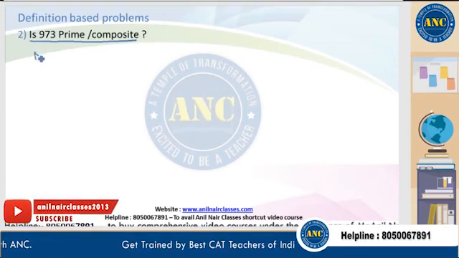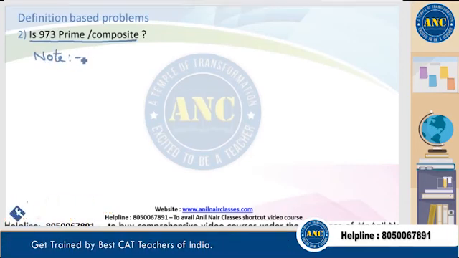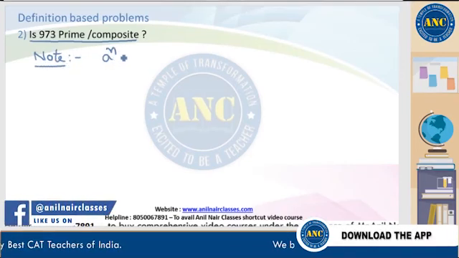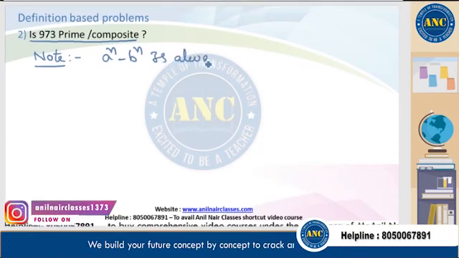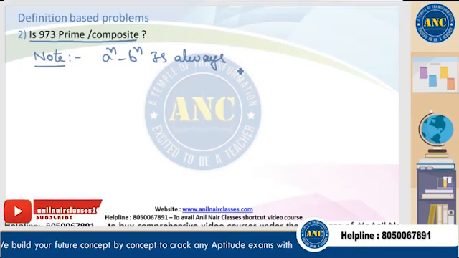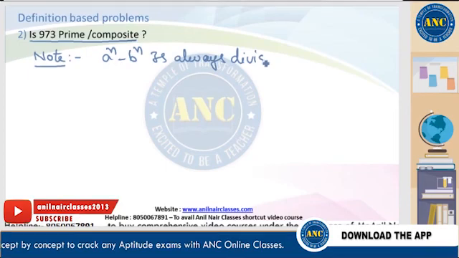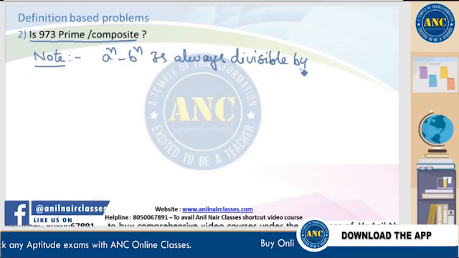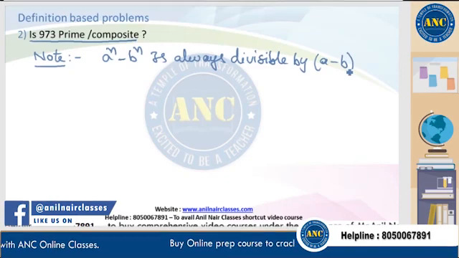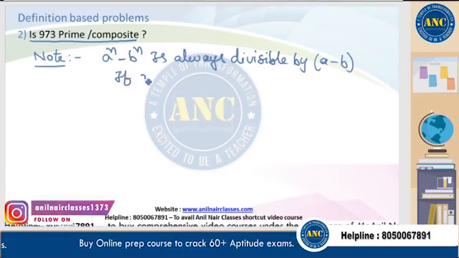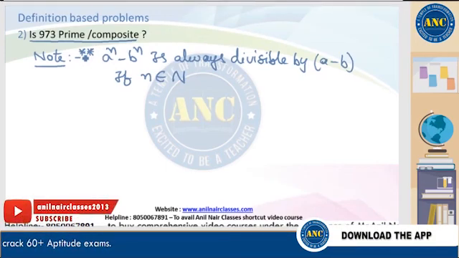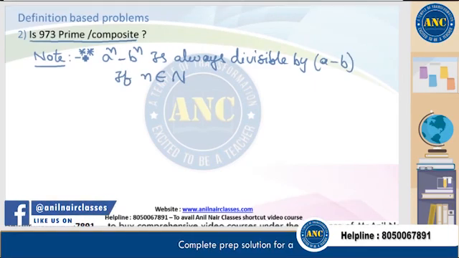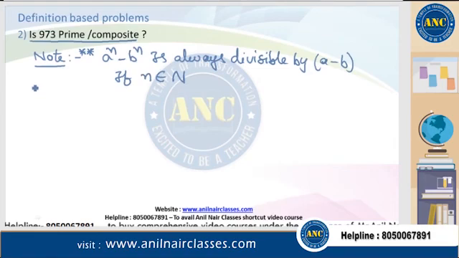Now before solving this question, please write down two important key points. A power n minus b power n is always divisible by a minus b if n is a natural number.